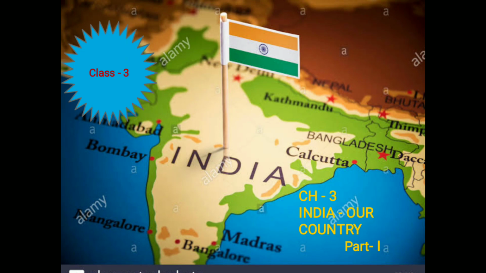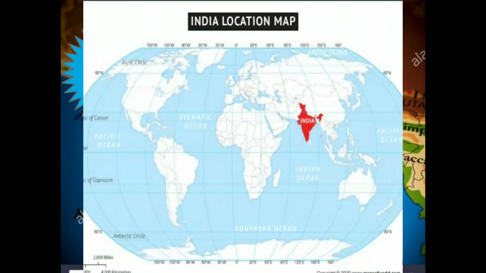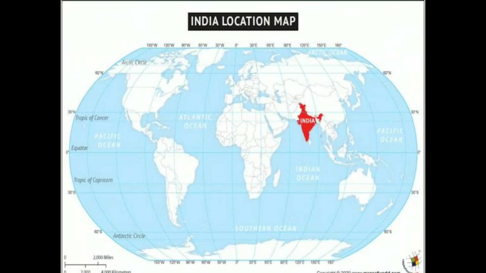And next we will learn about the boundary of India. I mean, India is surrounded by some countries like Pakistan, Afghanistan, China. So we need to know about that also. So starting from the first, that is the location of India. So now see very well that this is our location.